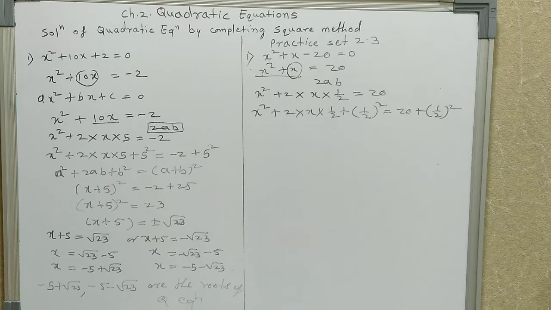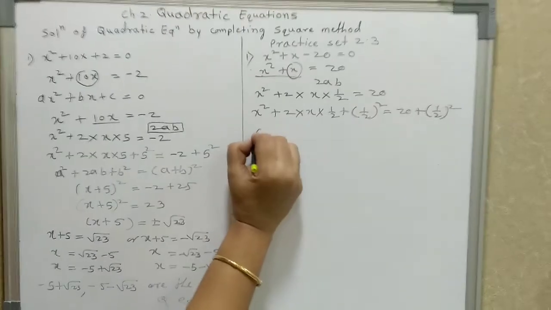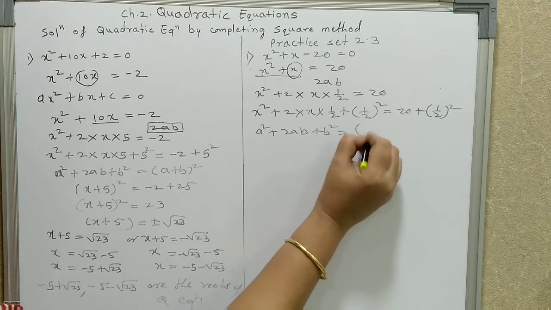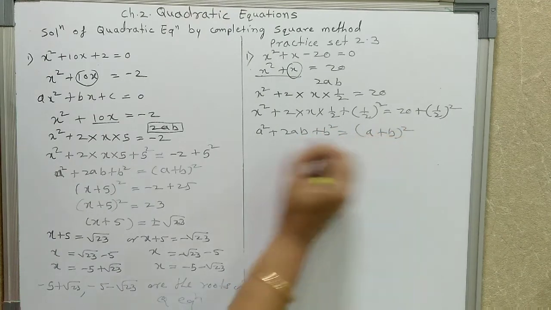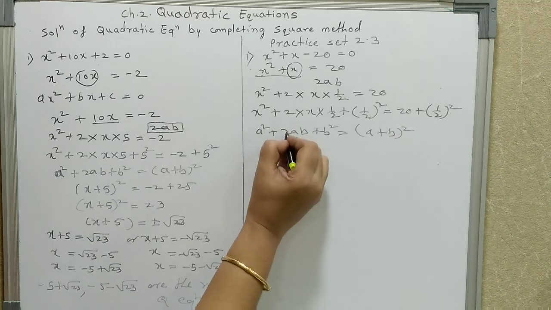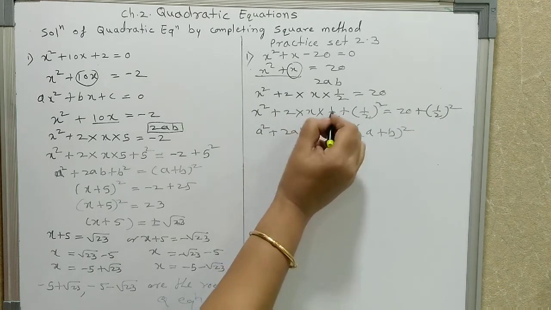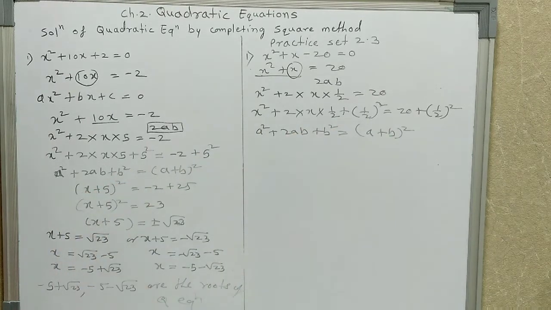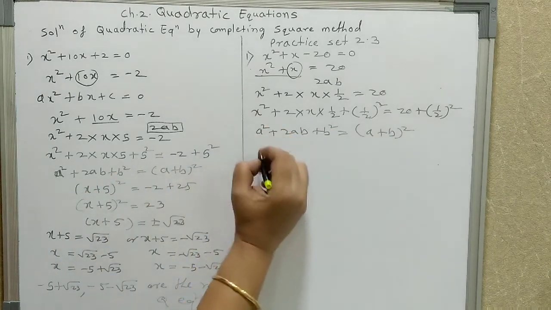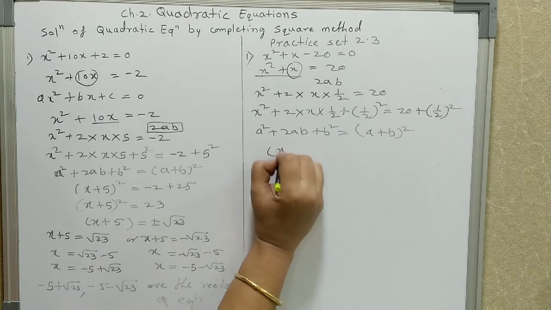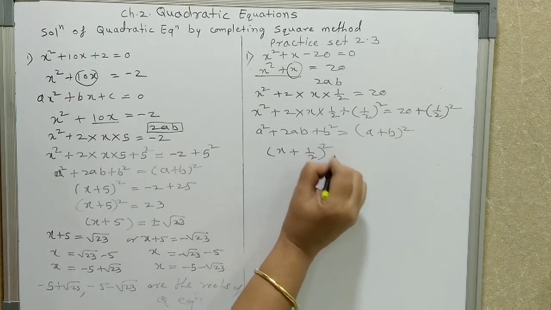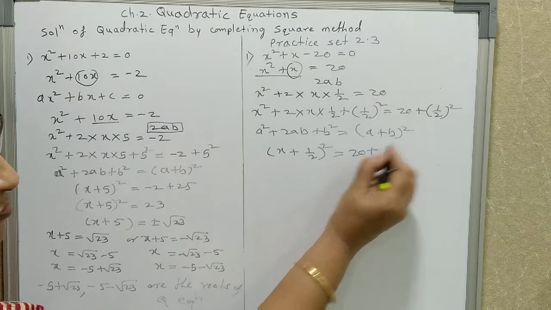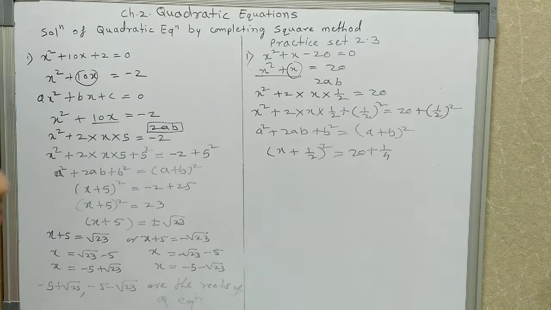Now again this is the form a square plus 2ab plus b square is equal to (a plus b) whole square. Here this is the a, this is the 2, this is the a, here b, and this is the b square. And we form (a plus b) whole square. Now we see this (x plus 1 upon 2) whole square. And here we simplify this: 20 plus 1 upon 2 square, 1 upon 4.